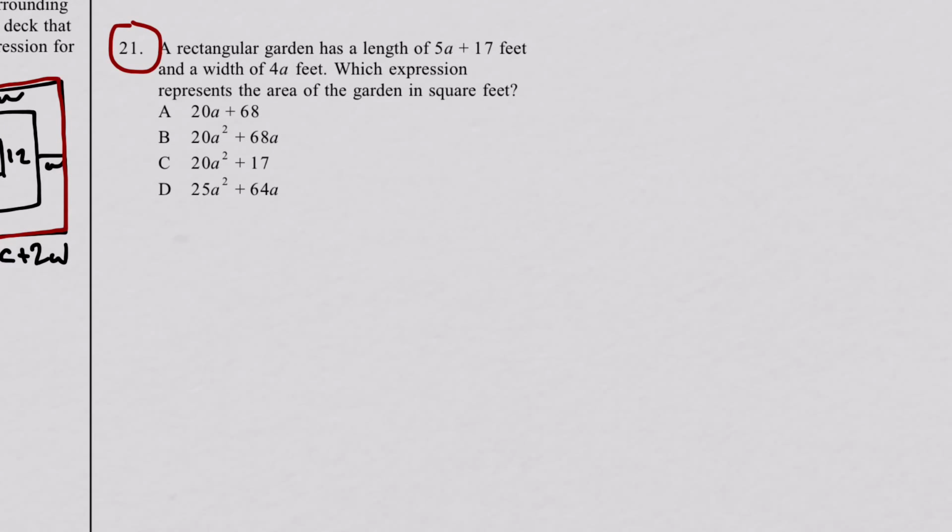Okay, let's move on with number 21. A rectangular garden has a length of 5a plus 17 feet. So I'm drawing a rectangular garden here. This is 5a plus 17, and the width is 4a, 4a right there. Which expression represents the area?